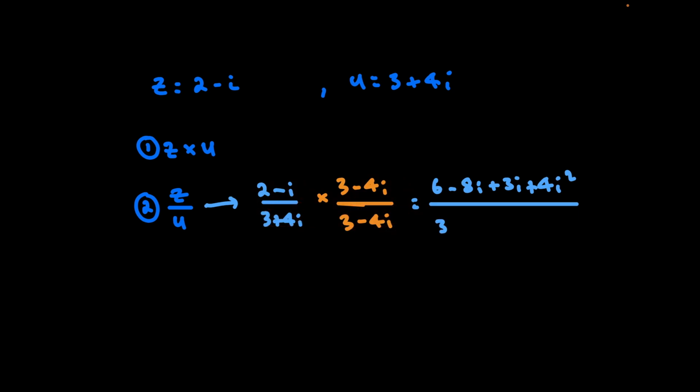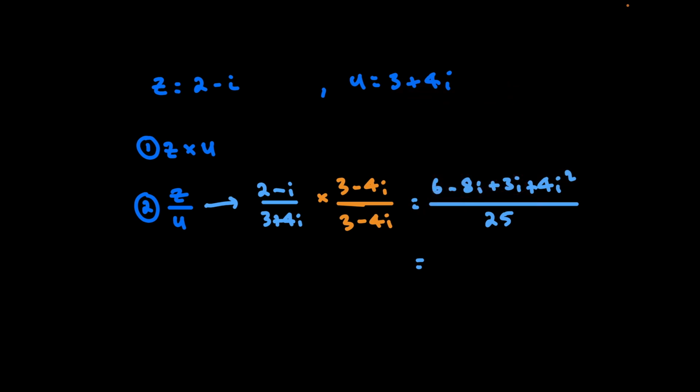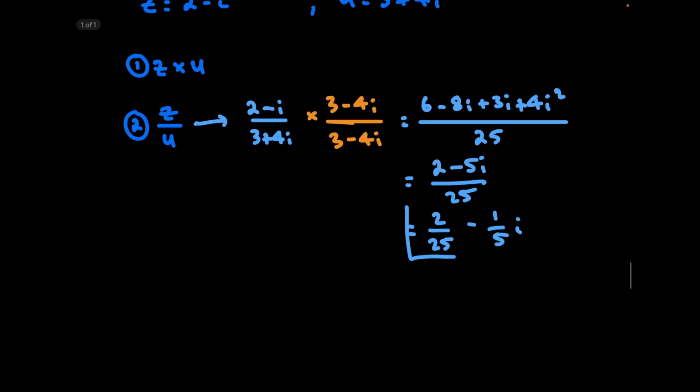So what we can say is this is the same as 3 squared minus 4 squared i squared. So that would be the same as just 9 minus 16i squared, which is really just the same as 9 plus 16. So that would be 25. And on the numerator, if we simplify this, we know that 4i squared is really just the same as minus 4. So 6 minus 4 is 2. And then minus 8i plus 3i is the same as minus 5i. So 2 minus 5i all over 25. And that would be the same as 2 over 25 minus a fifth of i.